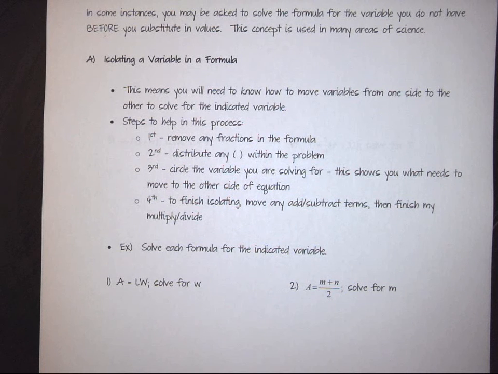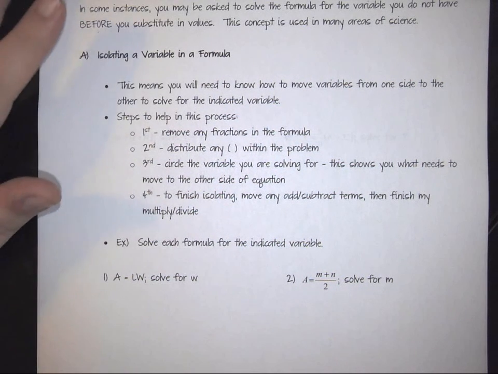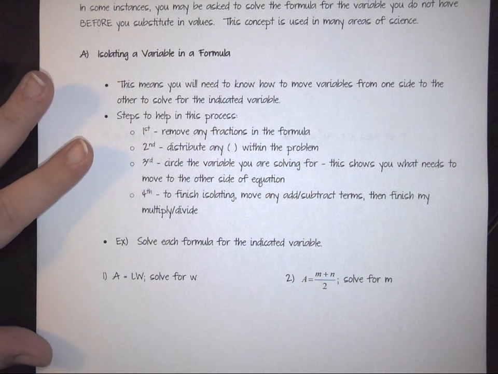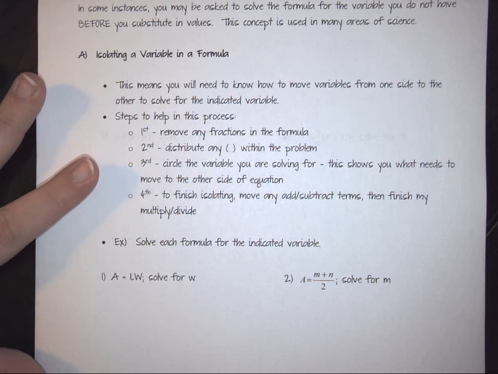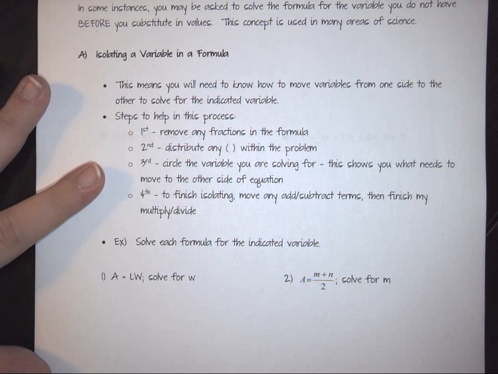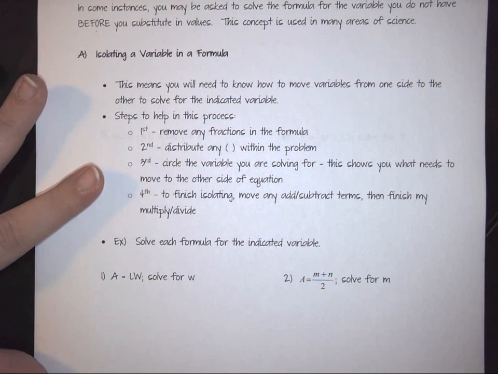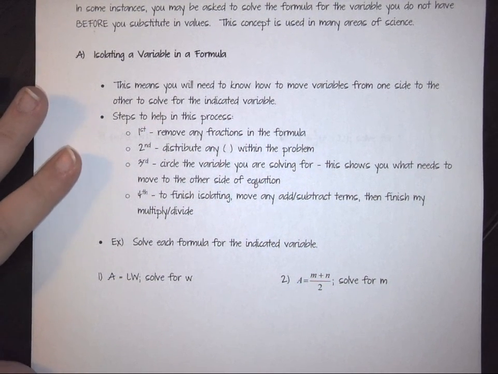So you have to know how to manipulate variables from one side to another, just like we have to manipulate numbers. A few steps that you could follow to try and make it easier: first remove any fractions you see in the formula, then distribute through the parentheses, circle the variable you're solving for to help you know what has to move, and then to finish isolating, add or subtract any terms that are on the wrong side of the equation.